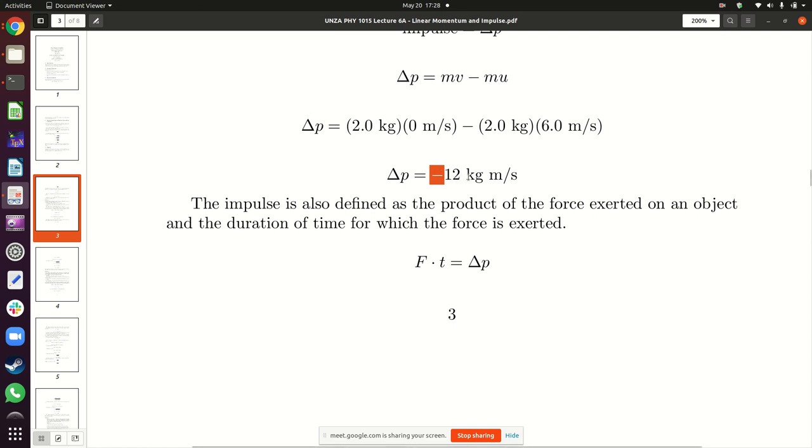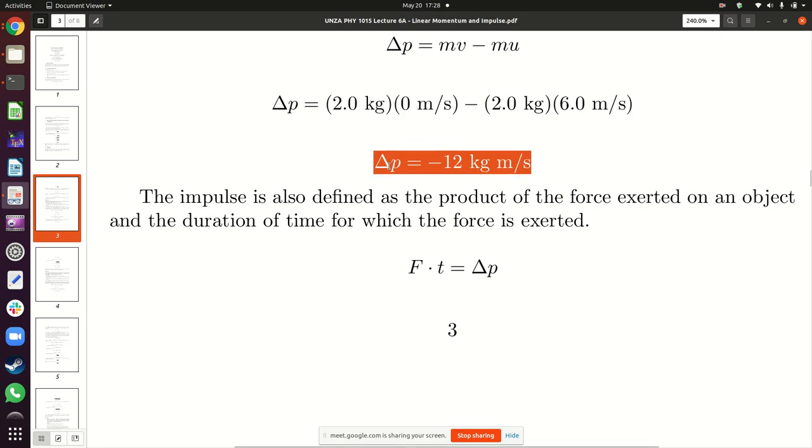minus 12 kg meters per second. So your change in linear momentum is negative, as you can see. The reason why the change in linear momentum is negative is because this particular brick, when it comes to a stop, it loses motion. So if an object loses motion, then the change in linear momentum is going to be negative. If an object gains motion, then the change in linear momentum is going to be positive. So we have a change in linear momentum, which is negative 12 kg meters per second.